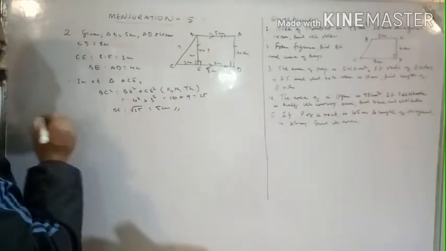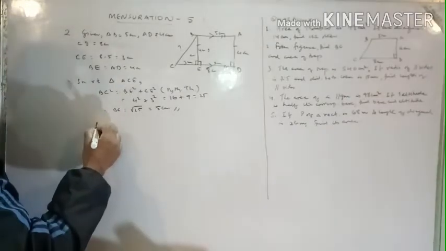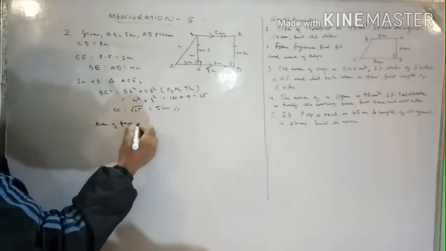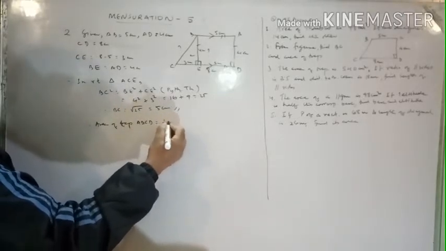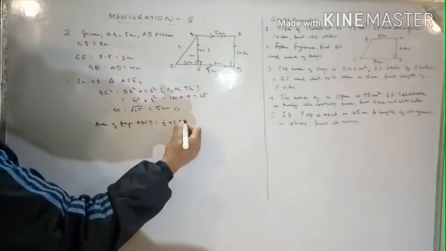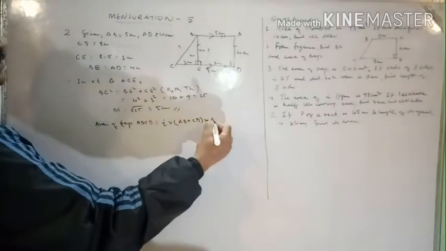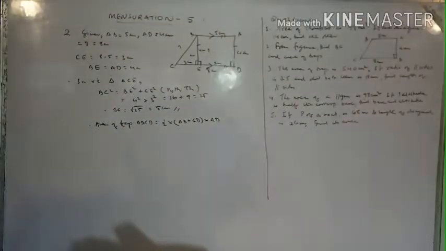Now next we have to find the area of trapezium. So area of trapezium ABCD equal to half into sum of parallel sides, meaning AB plus CD, into height. Height you can take as AD. Height is actually the distance between the two parallel sides.